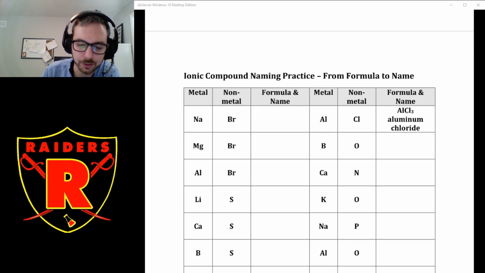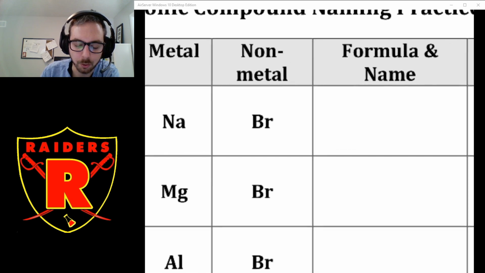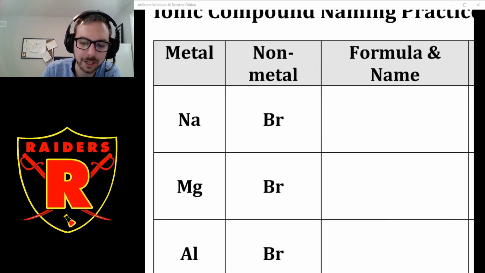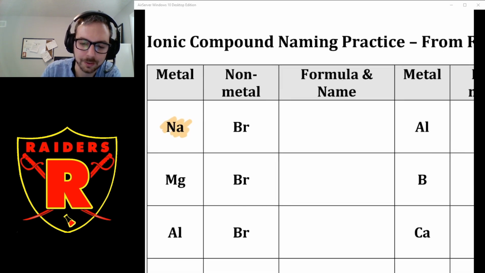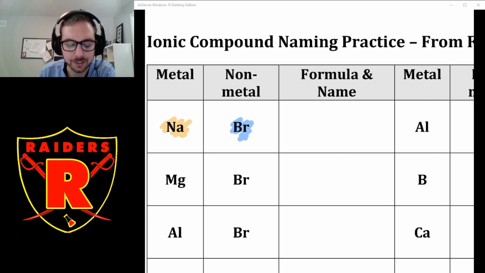Okay, so let me do a few of these here. Again, these are very straightforward. We're going to name them by just naming the ions. So this is metal. The name doesn't change. It's just sodium. And the non-metal bromine here is just going to end in ide, I-D-E at the end.